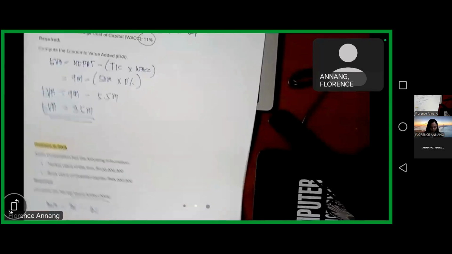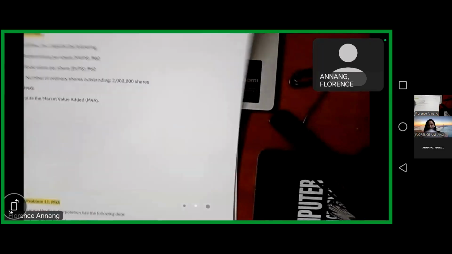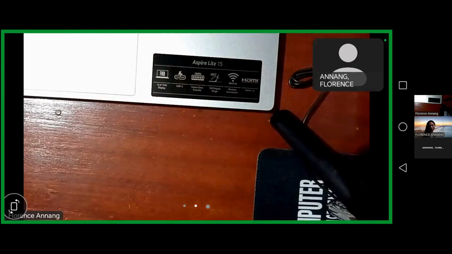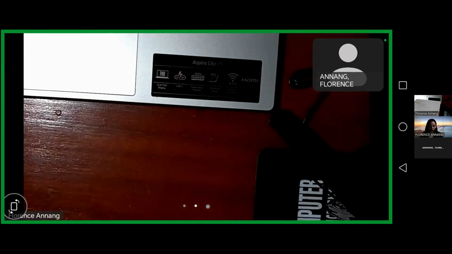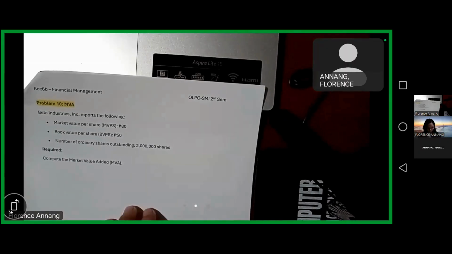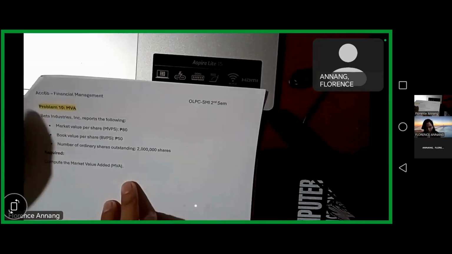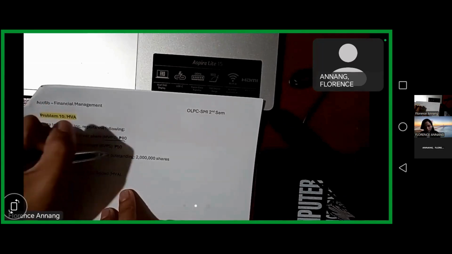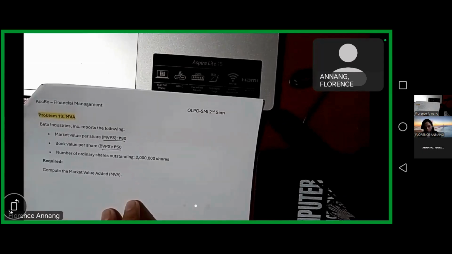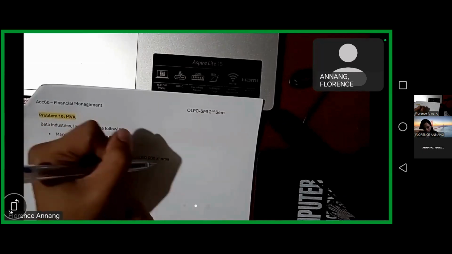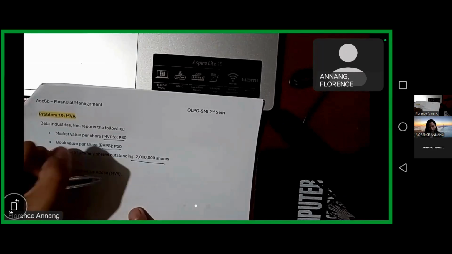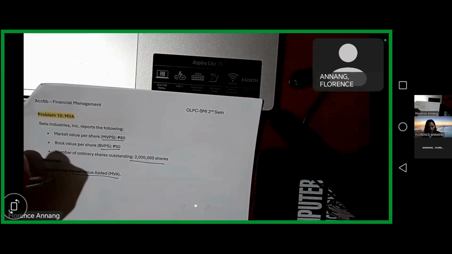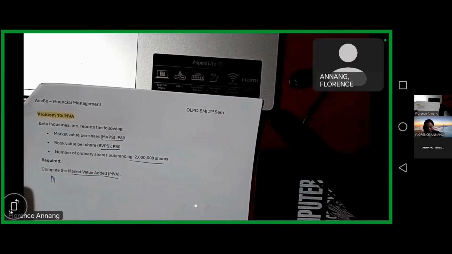Okay. Next. Problem number 10. Apaka-easy, no? Compute for the market value added. Beta Industries reported market value per share of 80 pesos, book value per share of 50 pesos, and ordinary shares outstanding of 2 million shares. How much is your MVA? So, market value added, MVA. Ano ba yan?